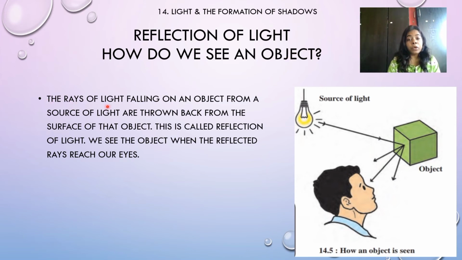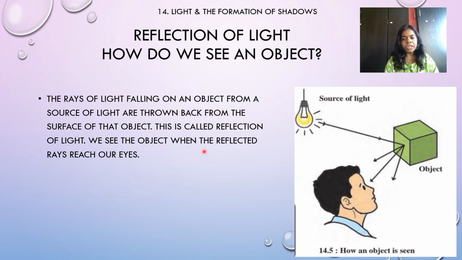The rays of light falling on an object from a source of light. This is the source of light, children. And the light rays from this source will be spreading everywhere, children. The light spreads everywhere. But for understanding, we are showing only one ray of light. But the light is actually spreading everywhere. Are thrown back from the surface of that object. These light rays fall on the object and from there they are reflected everywhere. Here, everywhere the light rays are reflected. This is called reflection of light.